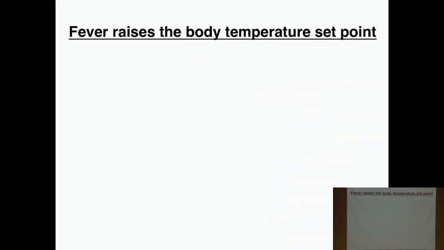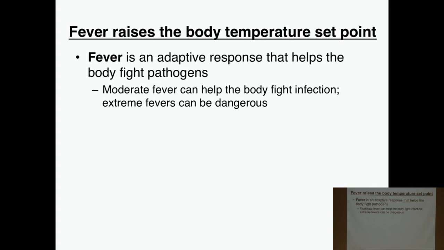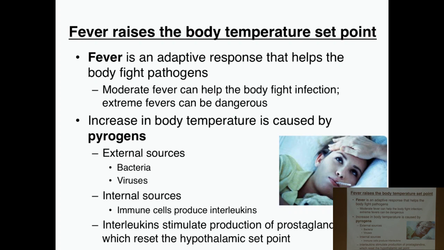So fever raises the body temperature set point. So it's an adaptive response that helps the body fight pathogens, because a moderate fever can actually help the body to fight an infection, while an extreme fever can be dangerous. The increase in body temperature is actually triggered by chemical entities called pyrogens. There are external sources of pyrogens, including bacteria and viruses, as well as internal sources. Your own immune system can produce interleukins, which will have the same effect.